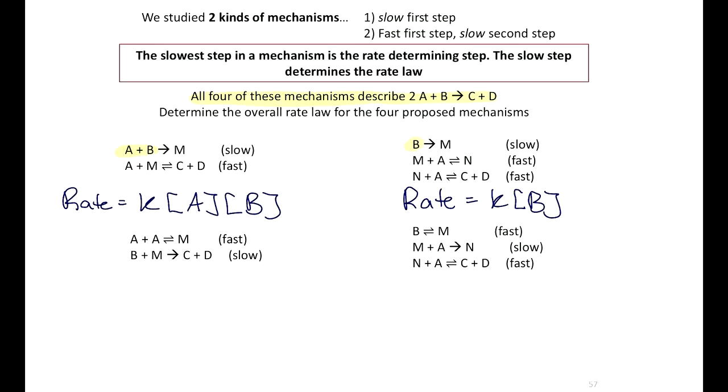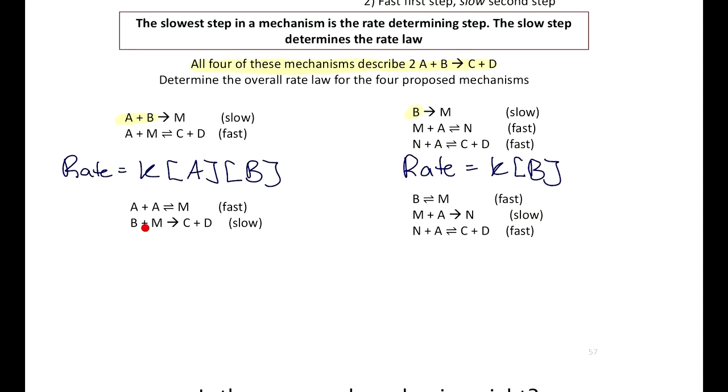I think we just did this one where we recognize, okay, in this second one, the slow step is the second step. So our rate is equal to, I'm just going to call it k. It should be k2, but it's okay. B concentration times M concentration. Am I done? No, we got to get rid of M.